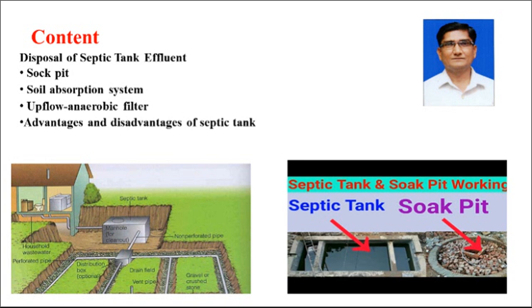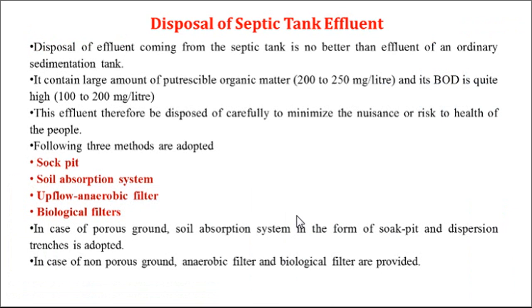So, starting with the introduction of soak pit. Effluent coming from the septic tank is no better than the effluent of an ordinary sedimentation tank. It may contain a large amount of putrescible organic matter, in the range of 200 to 250 milligrams per liter, and its BOD is also quite high, in the range of 100 to 200 mg per liter. This effluent must therefore be disposed of carefully to minimize the nuisance or risk to the health of the people residing in that area.